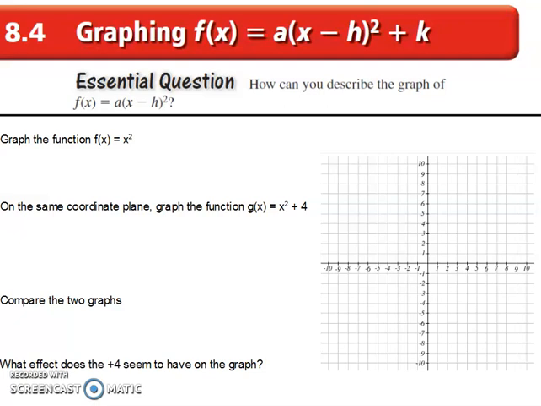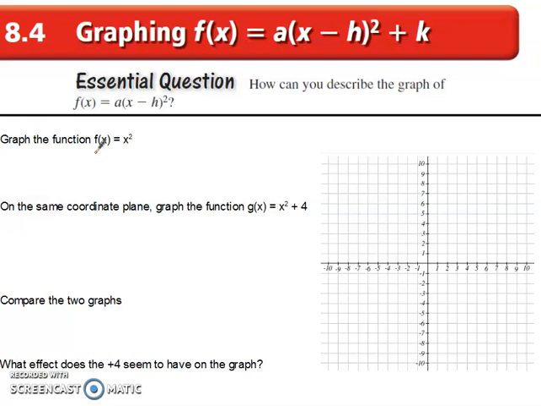Hello, in today's video we're going to be discussing section 8.4, which is on graphing quadratics in what we call vertex form. And our essential question is, how can you describe the graph of a function in the form f of x equals a times the quantity of x minus h squared?